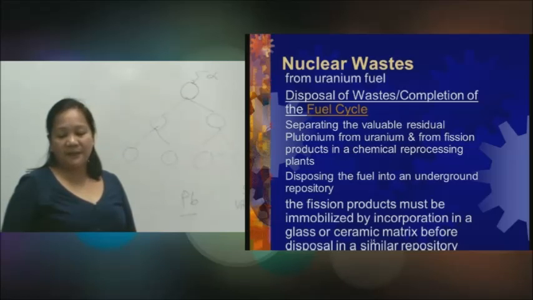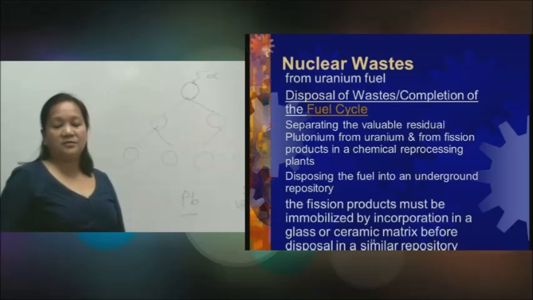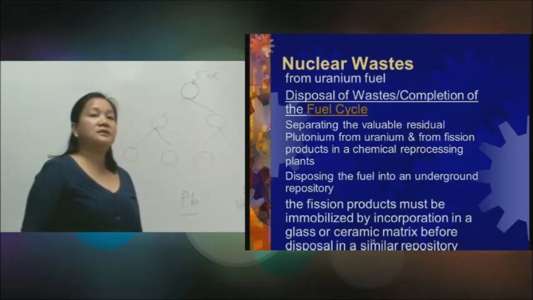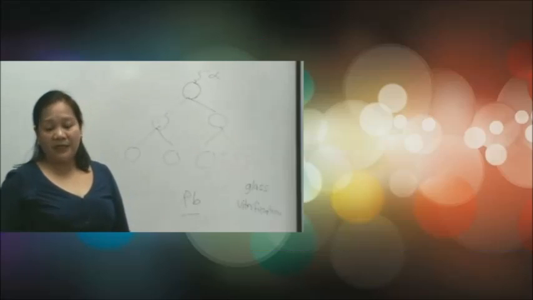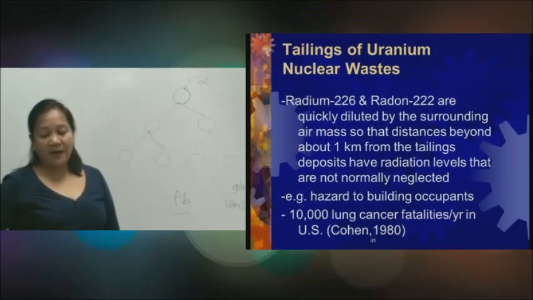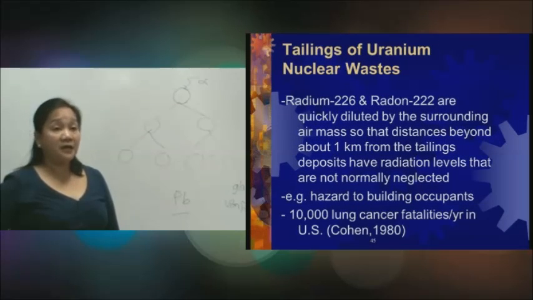So this happened in 1980s in US, and thus they have declared that these nuclear uranium tailings must be handled properly. This is the one that I mentioned. So about 10,000 lung cancer fatalities per year was found in US because of the utilization of the uranium tailings from the power plants.